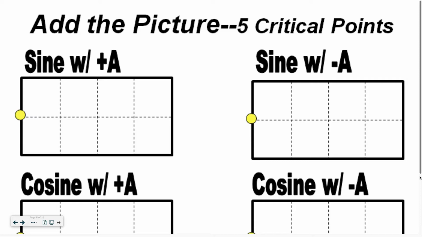Okay. On this handout, it goes through what our steps are, right? We find the starting point by taking C over B comma D. We find the amplitude. Well, that is the absolute value of A. We find the period by taking 2 pi over B. Then we're going to construct our frame using those numbers.